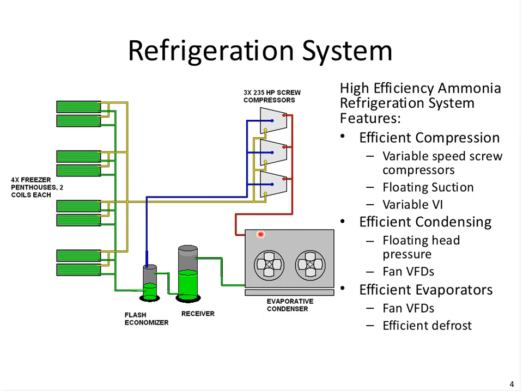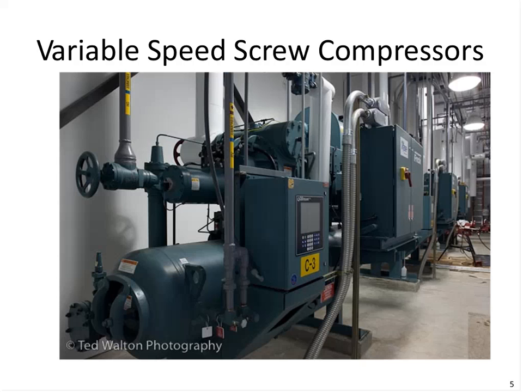The hot gas goes off to an efficient condensing unit, employing floating head pressure control with variable frequency drives on these fans. We also have variable speed on the evaporator fans, and we'll be taking a closer look at all of those aspects of it. Here's a picture of the compressors. So this is a variable frequency drive portion on the compressor. There's also slide valve. We'll do a little comparison later on between slide valve control and variable speed.